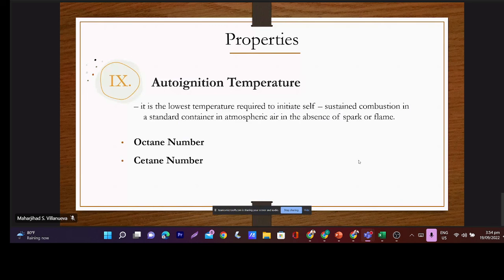Pag-inject po ng fuel, doon po magsisimula yung combustion. Pero in reality po, hindi po kagad nagsisimula yung combustion pag inject ng fuel. Meron pong maliit na time delay, millisecond delay po, at ito po yung sinusukat o tinatawag po nating cetane number. So the ignition lag should be small to avoid combustion knock. The recommended minimum cetane numbers are 25 to 35 for low speed, 35 to 45 for medium speed, and 45 to 50 for high speed engines.